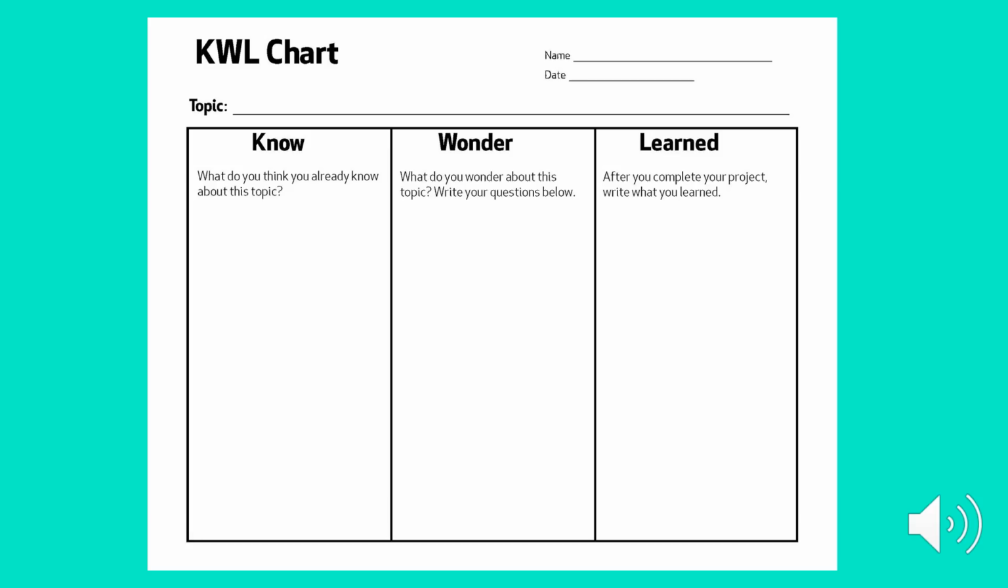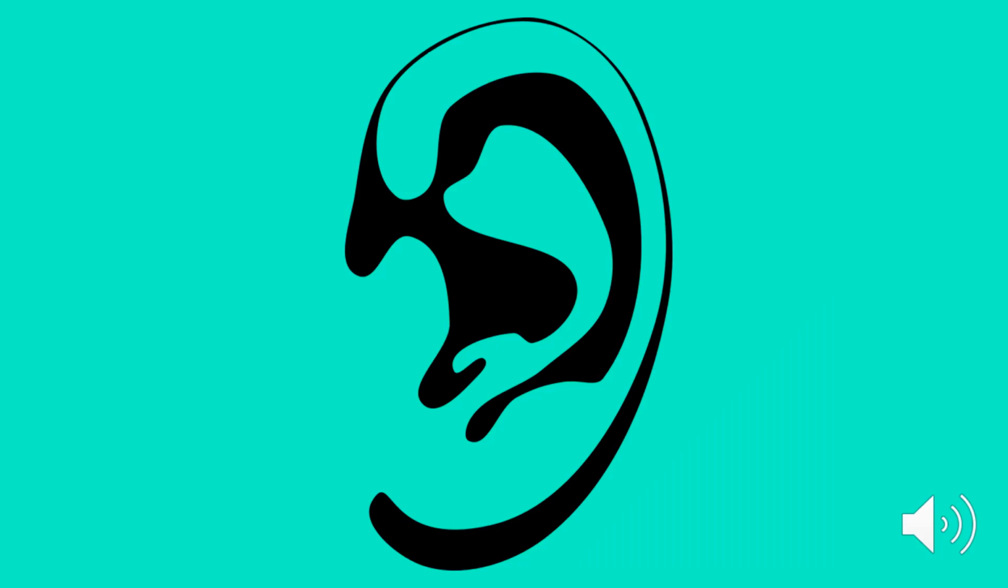KWL charts are another strategy that can be used in the classroom. This strategy will improve the reading comprehension of the student and allows them to use their prior knowledge of whatever subject is being discussed. By filling out the know, want to know, and learn sections of the chart, the teacher will be able to assess the student's understanding of the topic.